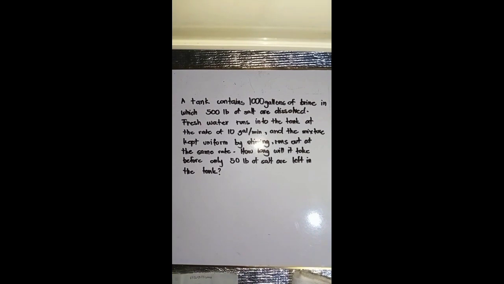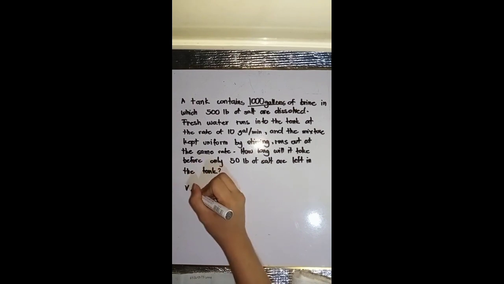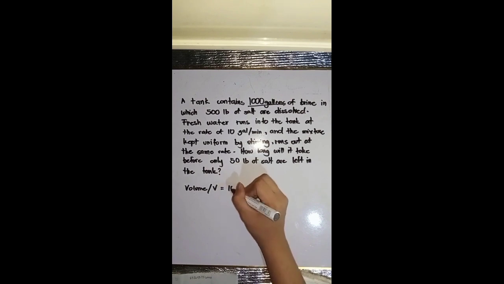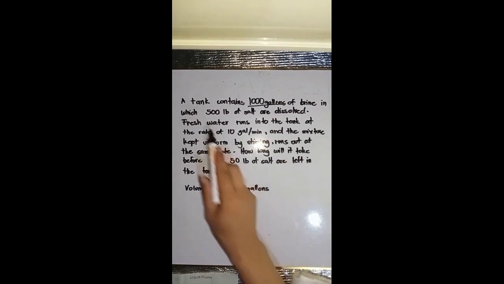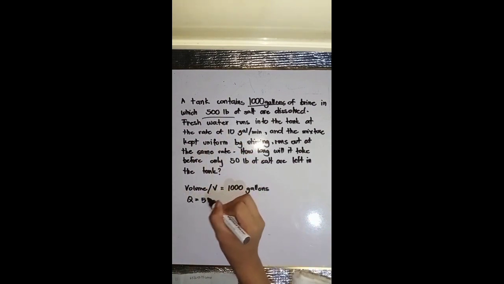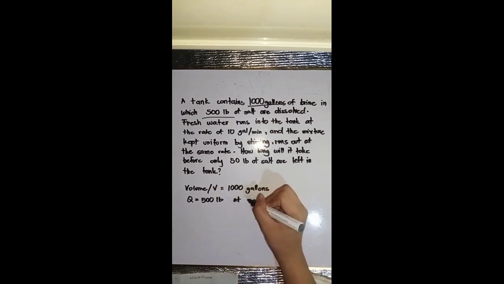Now, what we must do first is to identify all the given values. The given value in this problem is 1000 gallons of brine, which equals V, the volume. The next thing we should write is the 500 pounds of salt that are dissolved. So Q equals 500 pounds of salt at time equals 0.